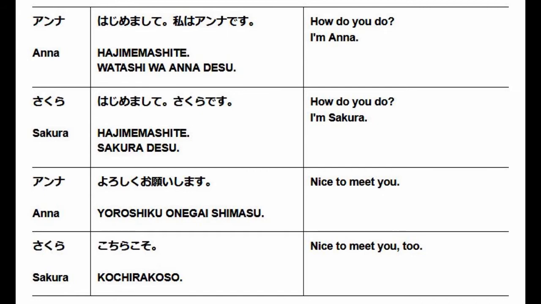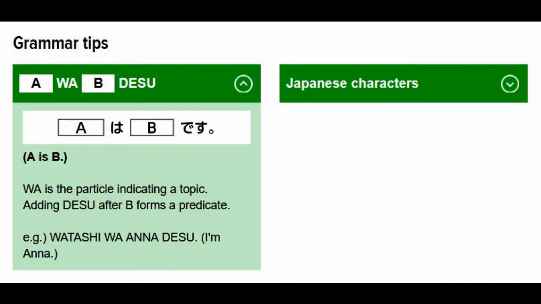Now let me explain about the skit. Anna said, はじめまして。 How do you do? This is a standard greeting when you meet somebody for the first time. When somebody says はじめまして to you, you also say, はじめまして。私はアンナです。 私はアンナです。I'm Anna. This is today's key sentence. 私, I, は is the particle indicating a topic, or the topic marker.